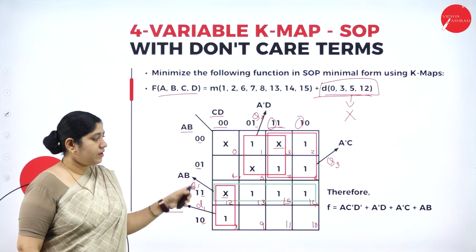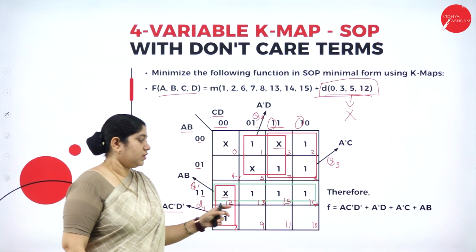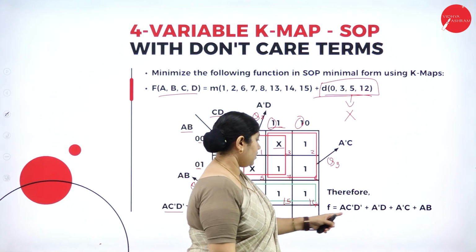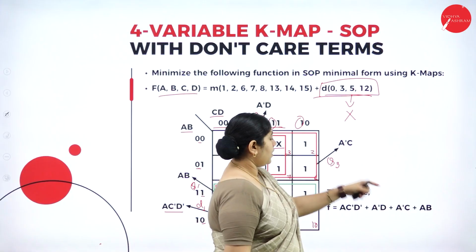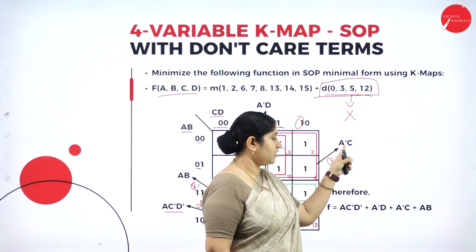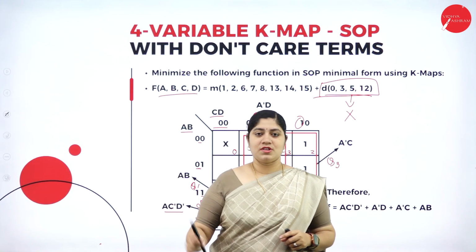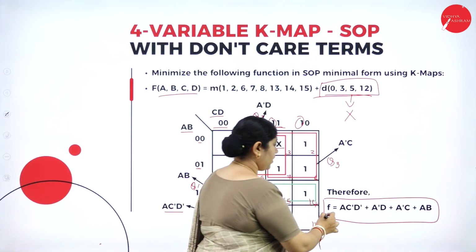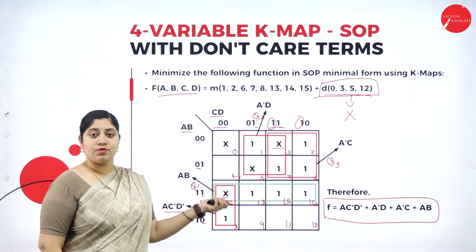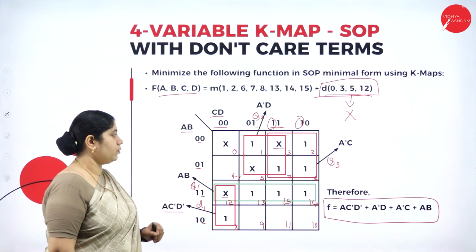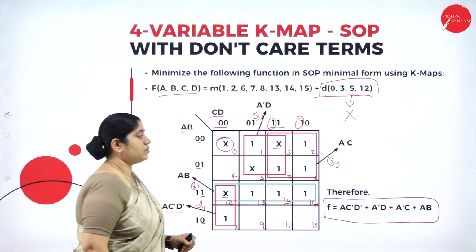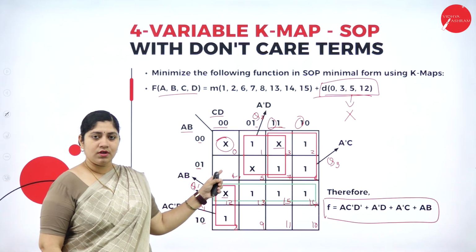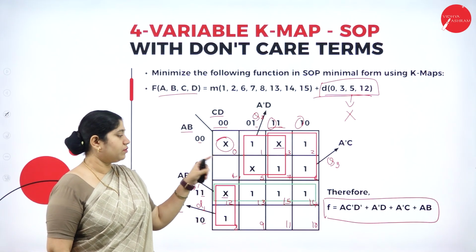All right, so finally we have to write all together. It gives us a value of F equals A C dash D dash, then A dash D, followed by A dash C, and AB from this quad. So therefore, this is my final expression. All right, let's move forward and check. Here you can note this don't care condition is left. So you can check here, do you have any variable in order to group this? No.